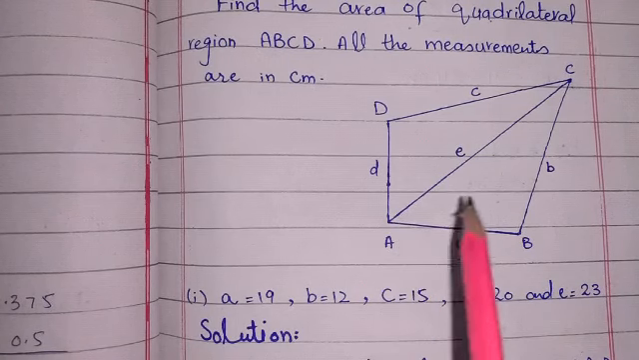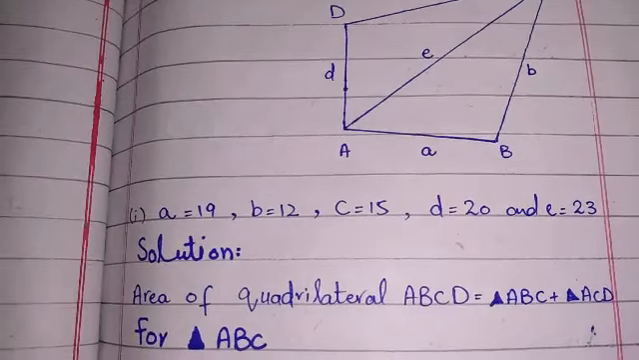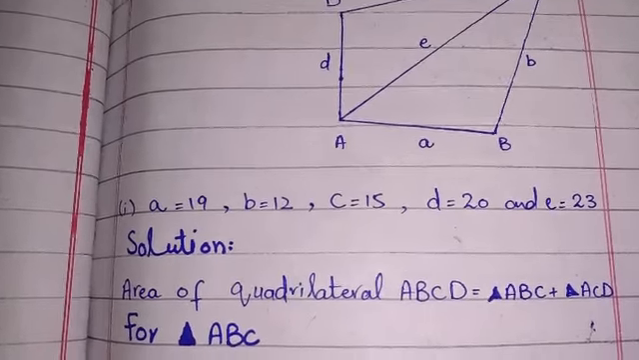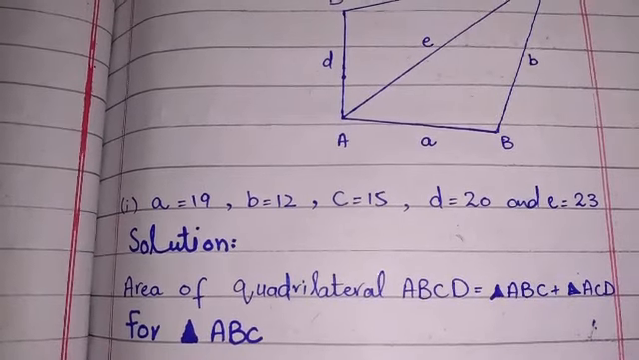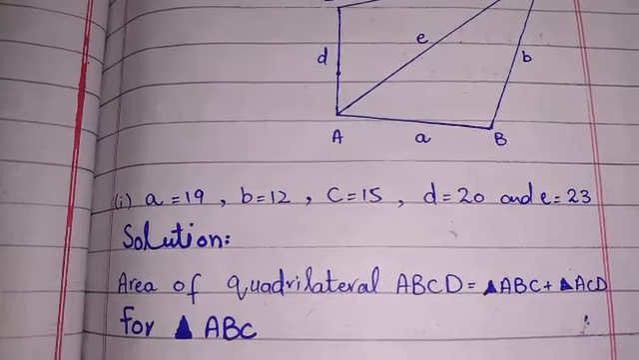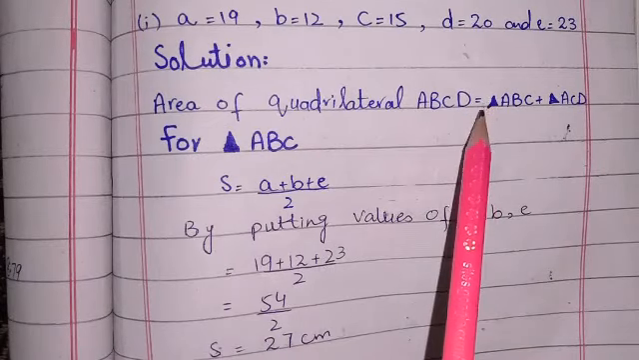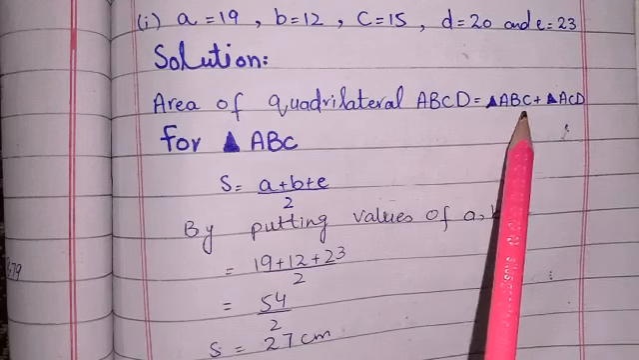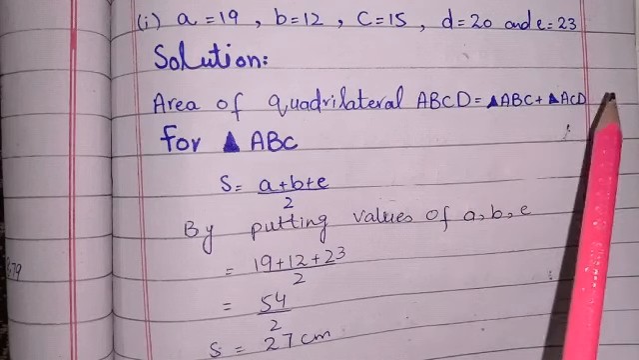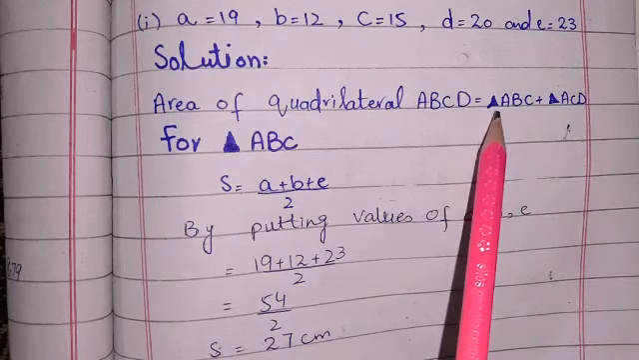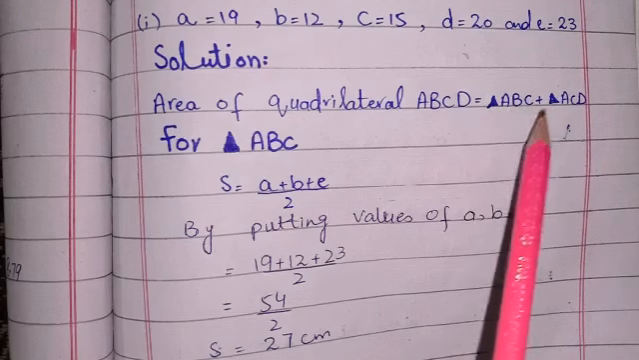Let's start our solution. Students, A is equal to 19, B is equal to 12, C is equal to 15, D is equal to 20 and E is equal to 23. I told you earlier that the area of quadrilateral ABCD is equal to the area of triangle ABC plus the area of triangle ACD. First we will find the area of triangle ABC.